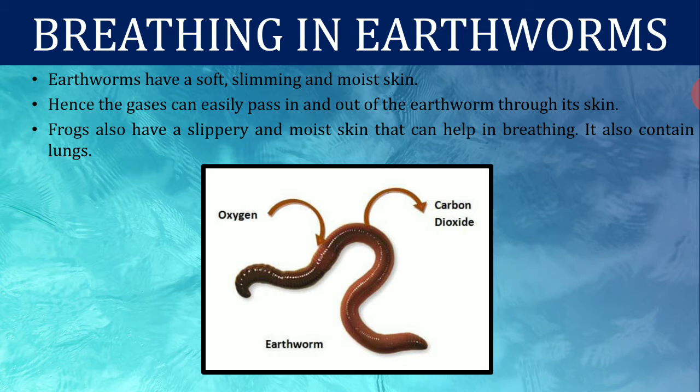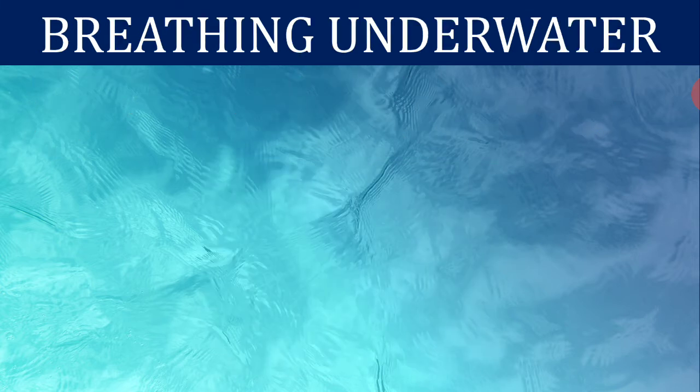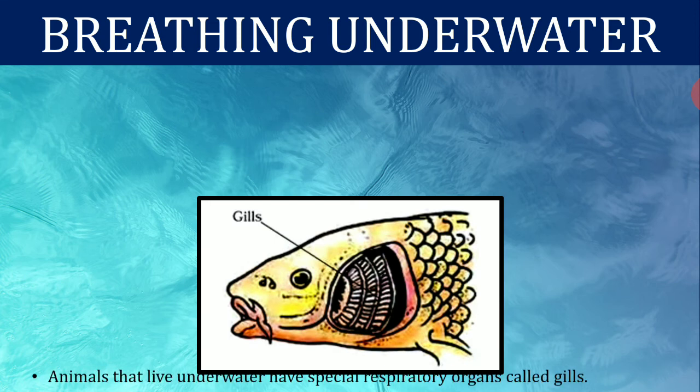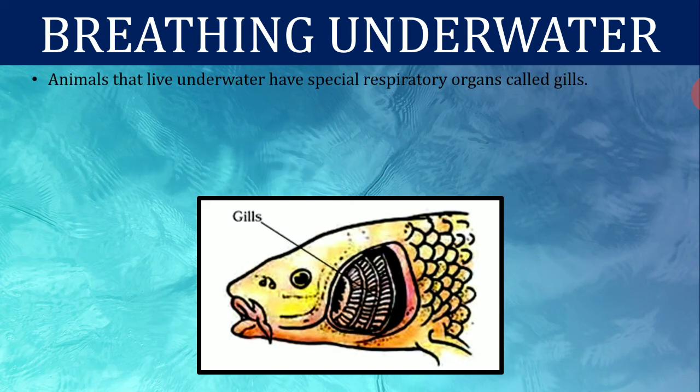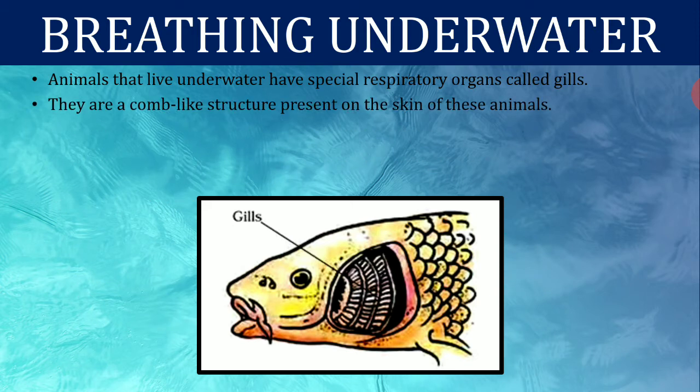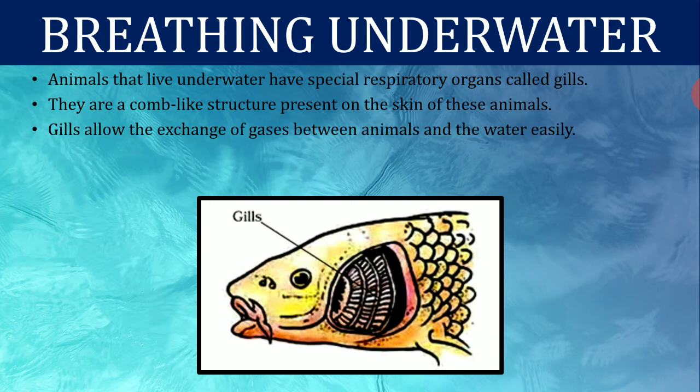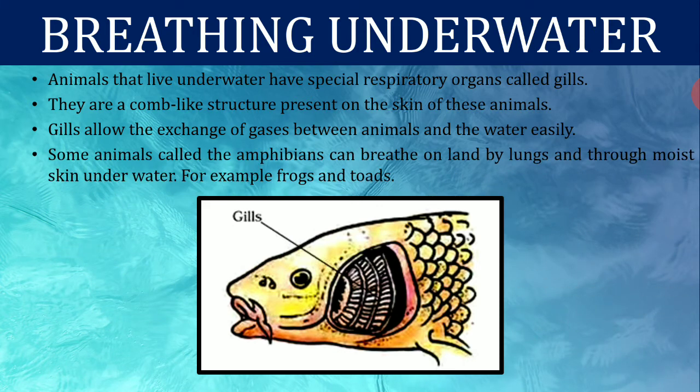Frogs also have a slippery and moist skin that can help in breathing. It also contains lungs. Now, let us come to some of the animals that breathe underwater, like fish. Animals that live underwater have special respiratory organs called gills. They are comb like structures present on the skin of these animals. Gills allow the exchange of the gases between animals and the water easily. Some animals called amphibians can breathe on land by lungs and through the moist skin underwater, for example, frogs and toads.